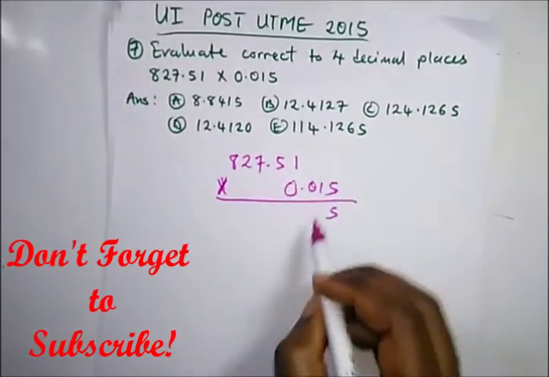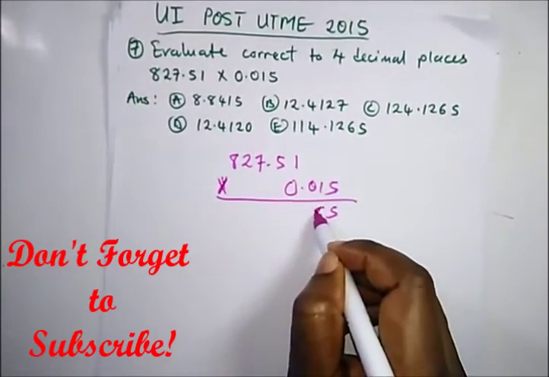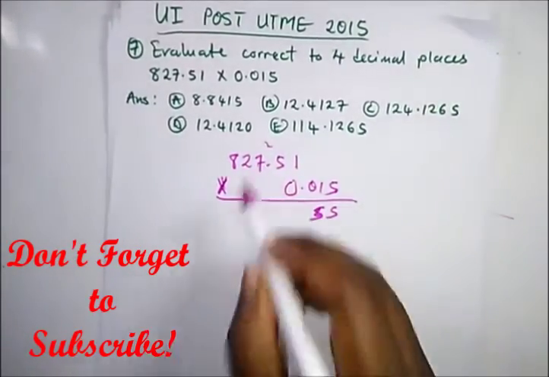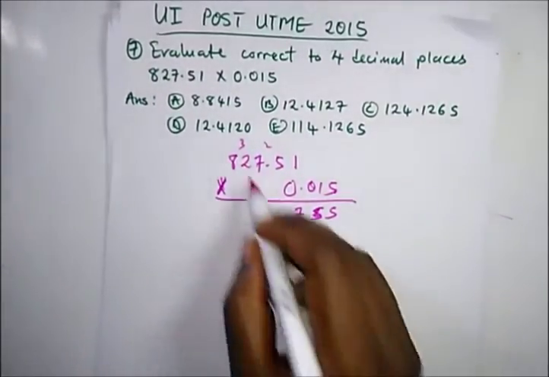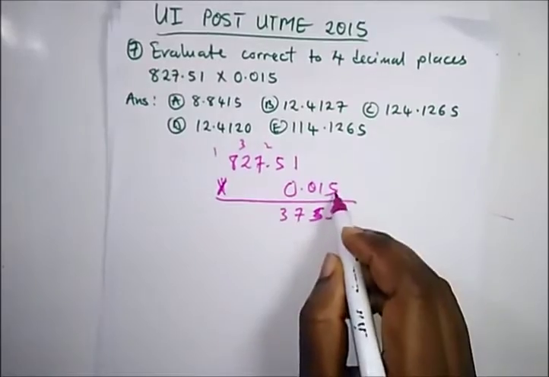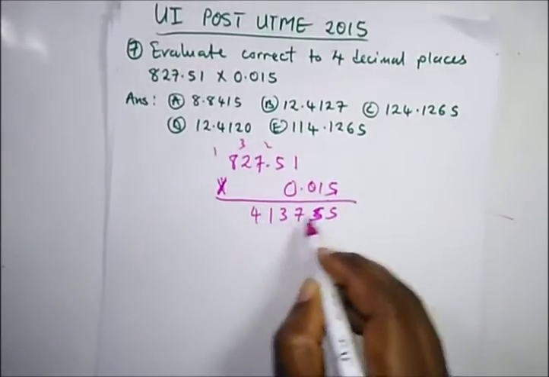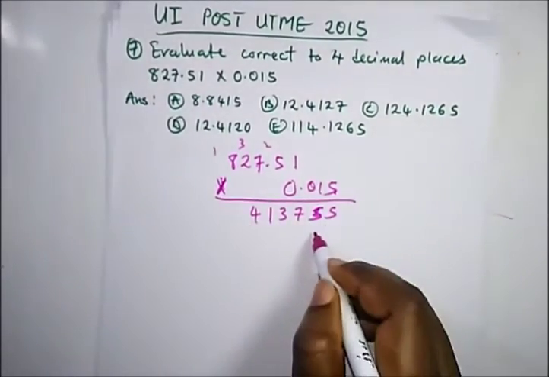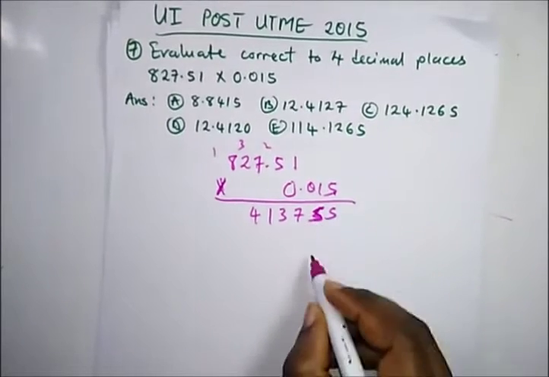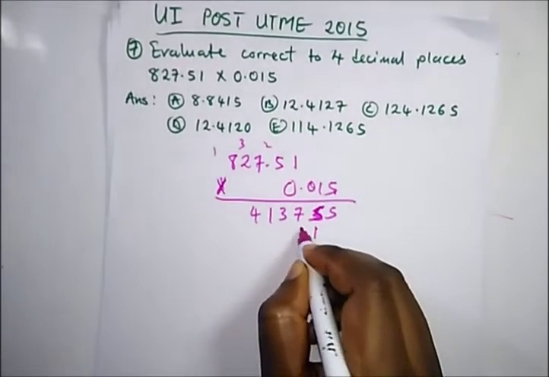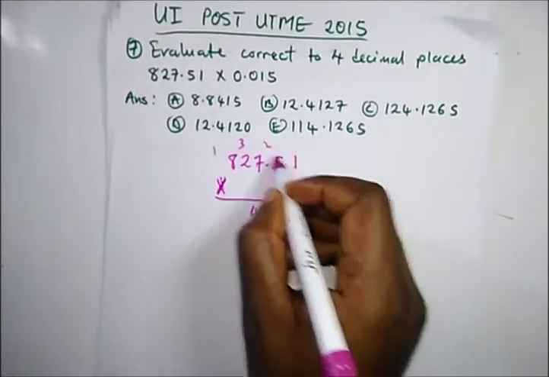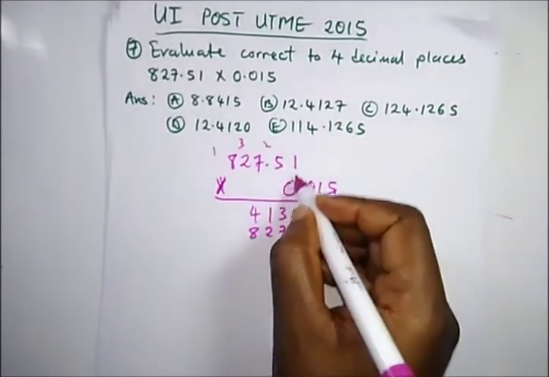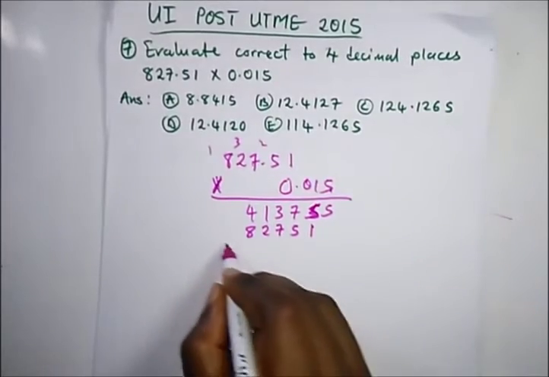5 times 5, that's 25. Put down 5, carry 2. 5 times this is 35 plus 2, that's 37. Carry 3. 5 times this is 10 plus 3, that's 13. Carry 1. 5 times this is 40, plus 1, that's 41. 1 multiplying all this will give us the same, right? So we just drop 1, 5, 7, 2, and 8. And this is 0. 0 multiplying this will be 0, so we don't need to write this down.